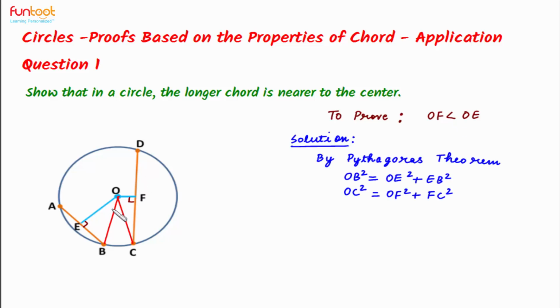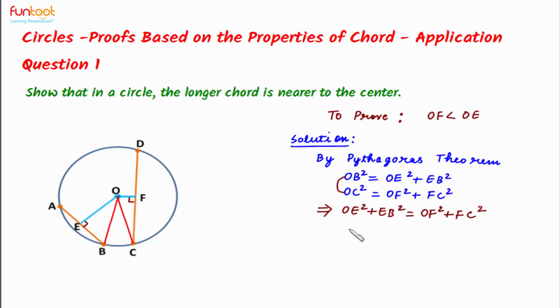By Pythagoras theorem, in right triangle OEB, we can have OB square is equal to OE square plus EB square. Similarly, in right triangle OFC, we can have OC square is equal to OF square plus FC square. But we know that OB and OC are the radii of the circle, so they are equal. So LHSs of these two equations are equal, so RHSs will also be equal. So that means OE square plus EB square is equal to OF square plus FC square.